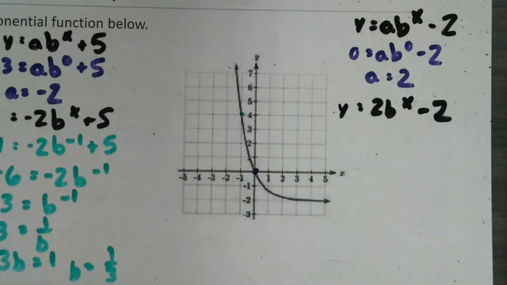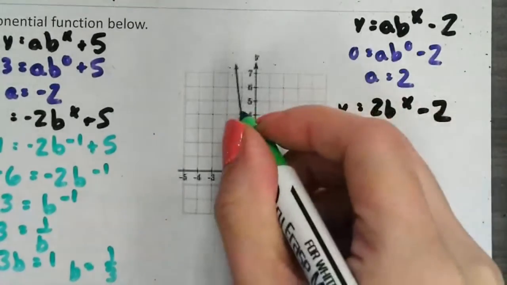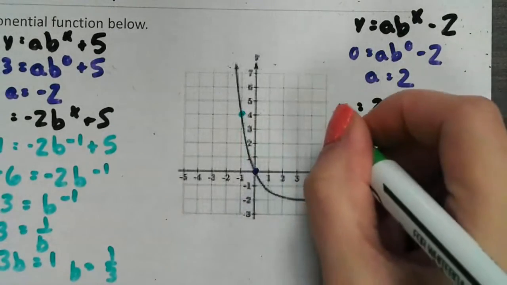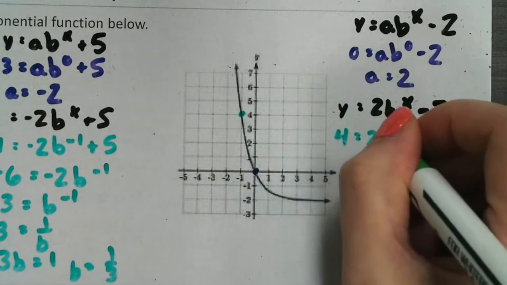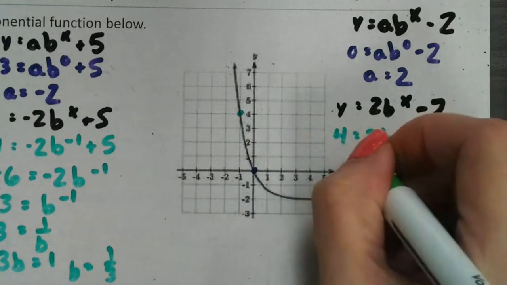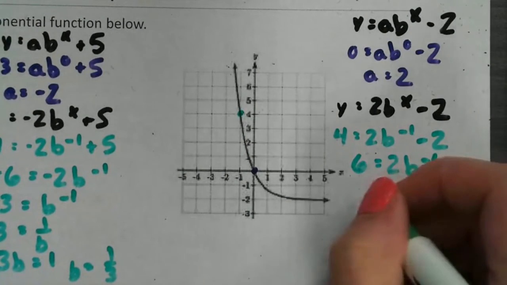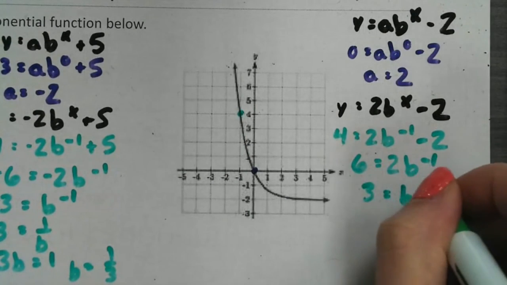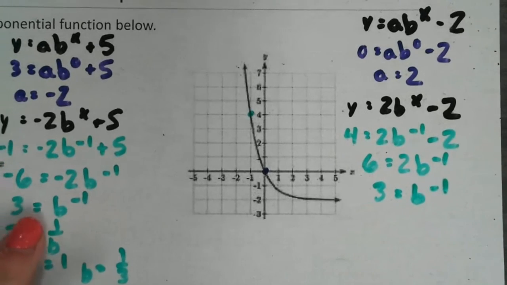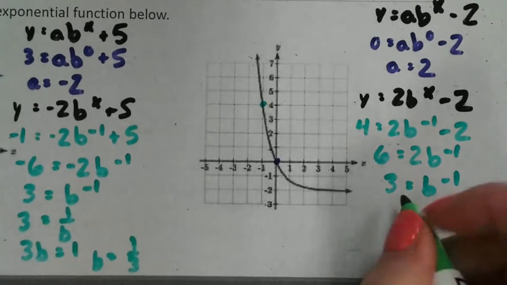And I need another point to plug in. It looks like this graph goes through -1, 4. So I'll have 4 equals 2b to the -1 minus 2. I can add the 2 over, so 6 equals 2b to the -1. Divide by 2, and b to the -1 is 3. Hey, that looks familiar. If b to the -1 equals 3, then b equals 1/3.